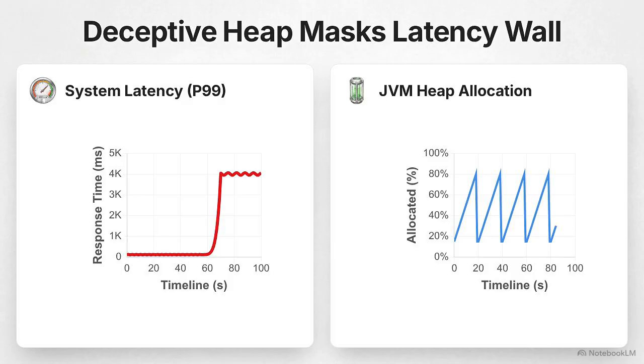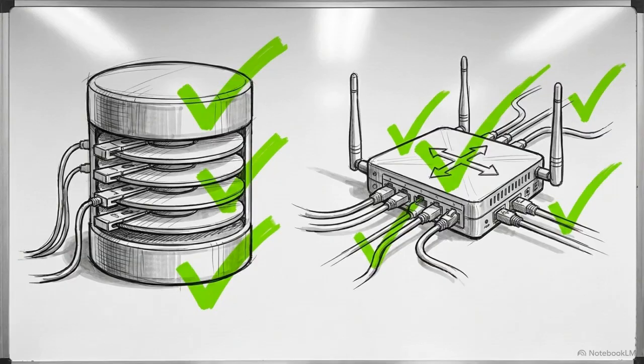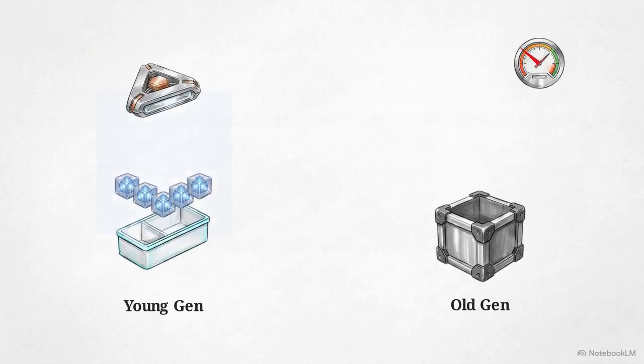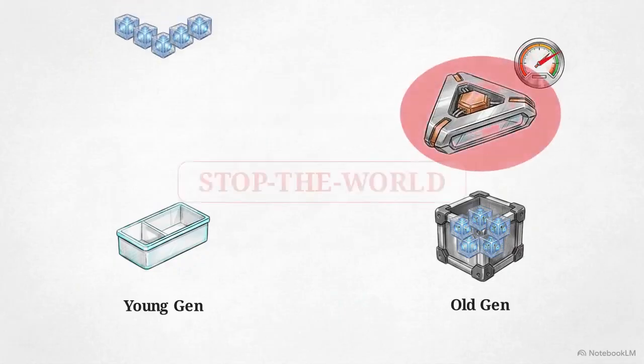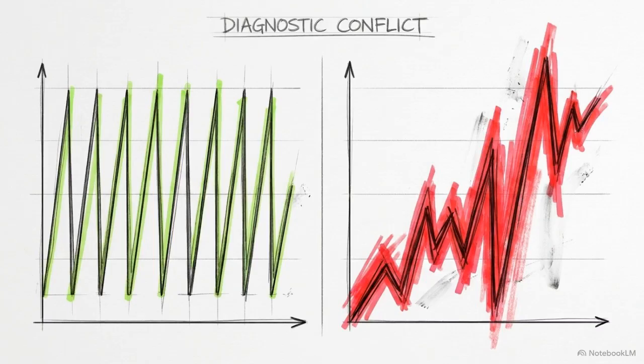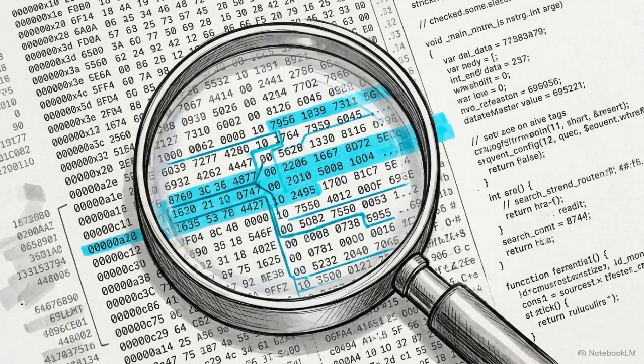Seeing regular heap drops, engineers often assume garbage collection is healthy, investigating database locks or network saturation instead. But the database and network are functioning normally. The actual source of the latency is the JVM garbage collector, specifically the internal work it must perform to account for objects that remain in memory. Basic heap graphs are insufficient for diagnosing severe tail latency. True performance engineering requires penetrating deep internal JVM telemetry to see what standard charts obscure.